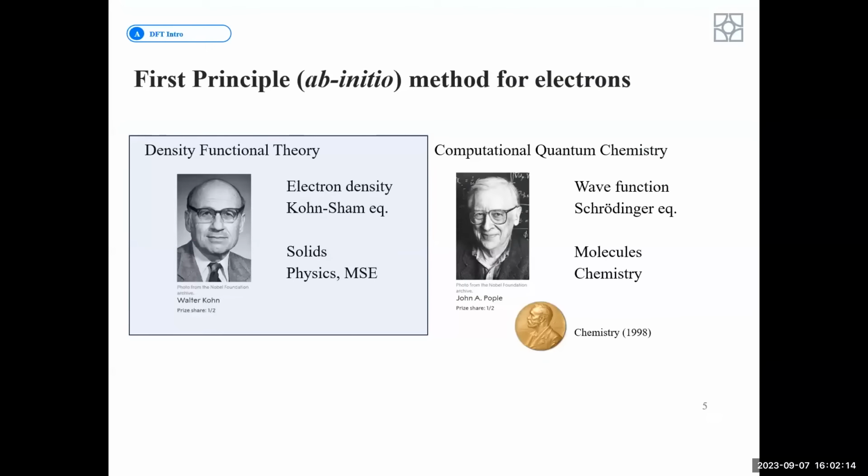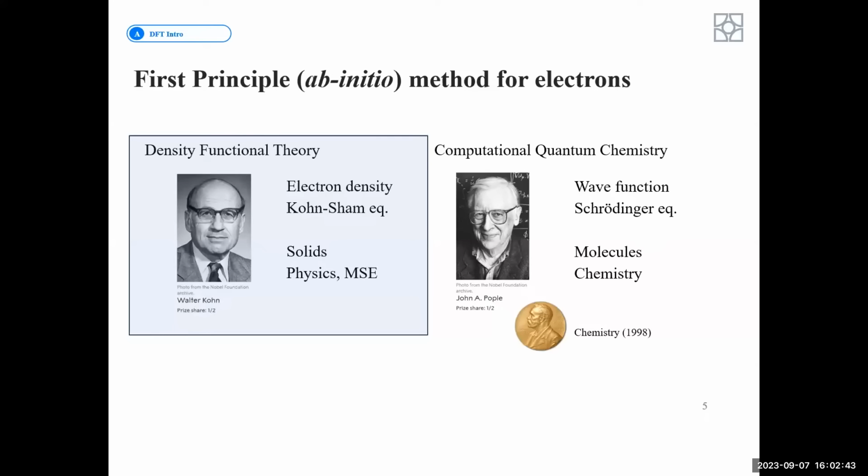When we are discussing DFT calculation, in one way or another, we are trying to solve something called the Schrödinger equation. The Schrödinger equation is the first principle or ab initio method for electrons. In this kind of ab initio calculation, there are different methods. There are really several methods trying to solve this kind of principle.